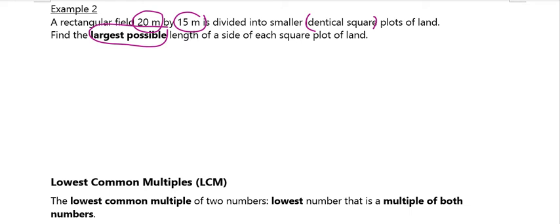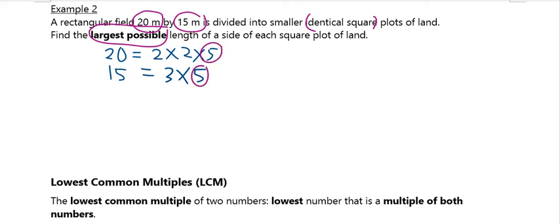So I will use 20. You can have 2 times 2 times 5, because 2 times 2 is 4, 4 times 5 is 20. And 15, you will have 3 times 5. So basically, the HCF will be 5. When you have this, it means that the identical square plots of land will have a length of 5.